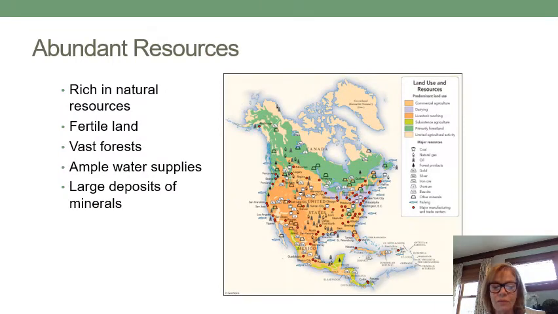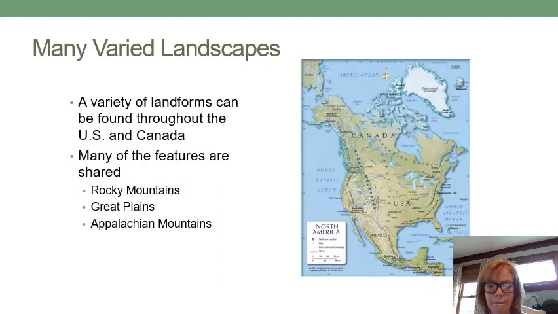Okay, so one thing about this area is it's just rich in natural resources, and you could see that. It's kind of hard to see on this map, but you've got coal, natural gas, oil, there's minerals, there's all sorts of things in these areas, rich farmland, everything else, abundant forests, water, very ample water supply, all sorts of things we're blessed with here in North America.